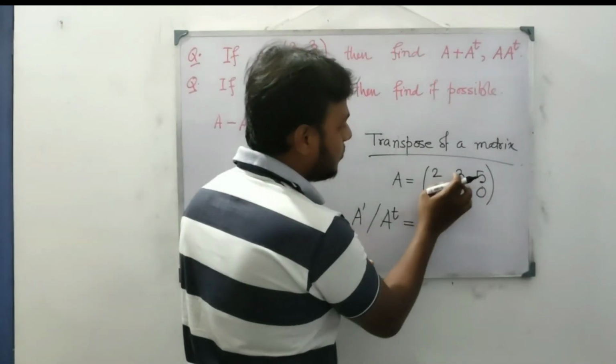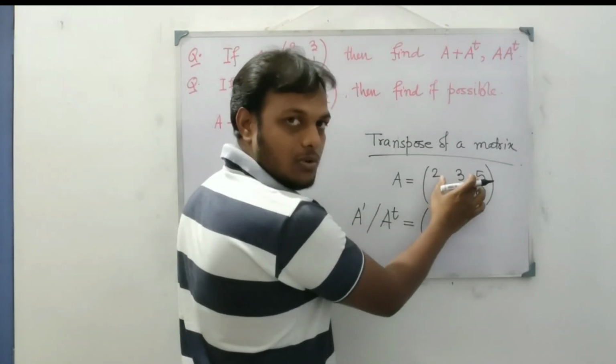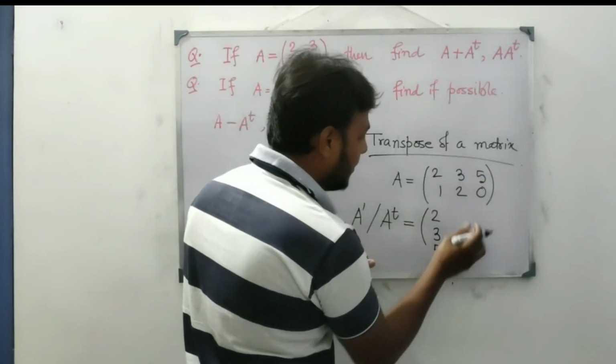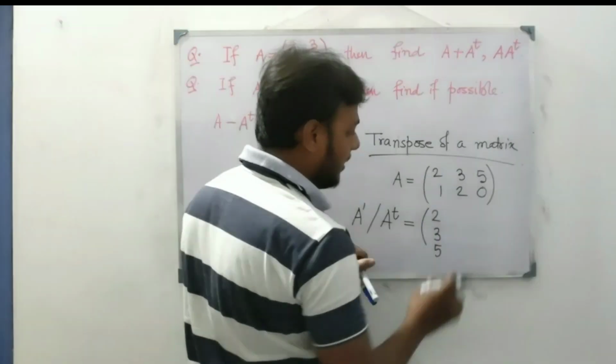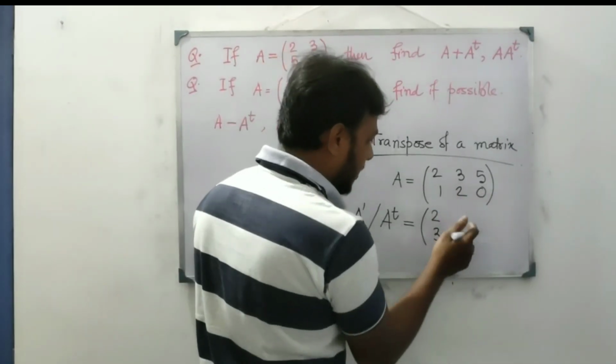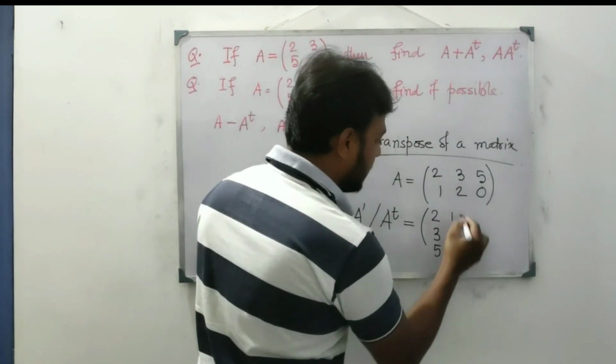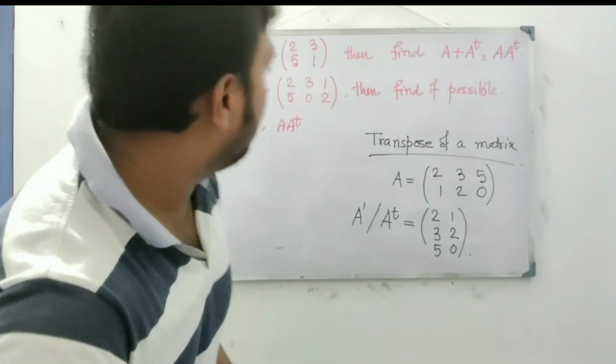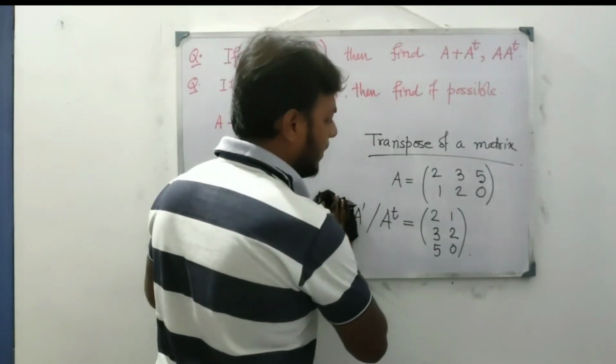So A transpose, or A dash, equals: just make each row into a column. The first row is 2 3 5, and since this is a row, we will make it into a column. See, it was a row but I have written it here as a column, and the second row into the second column, then 1 2 0. So this is the definition of transpose. Okay, so I will solve the first problem. Hope you get the idea.